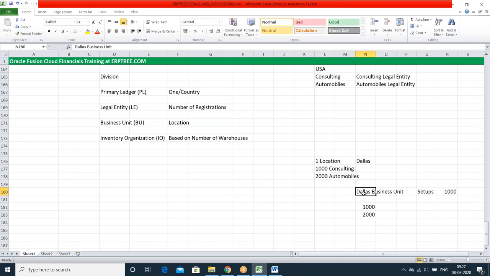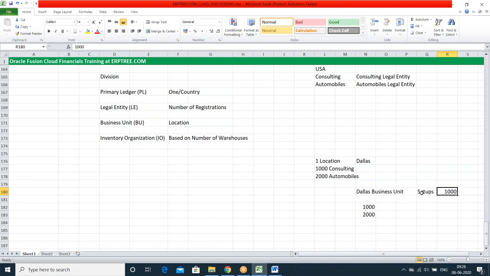When I create a consulting transaction in Dallas with 1,000, things will get automated. But when you are dealing with automobiles, you can set only one value for one business unit, one company mapping only. If you set 1,000 and you are recording a transaction of 2,000, the system won't take in the business transaction automatically. There are certain transactions, like intercompany, where there will be a challenge. Based on the scenarios, there will be complexity.